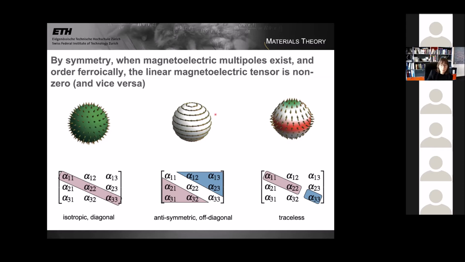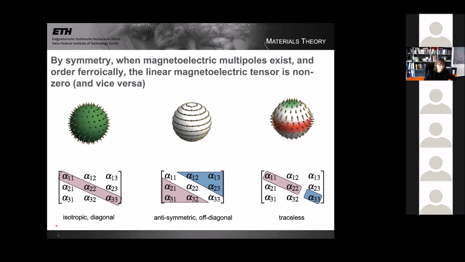If the magnetization texture is entirely toroidal, the magnetoelectric response is antisymmetric and off diagonal. So I apply an electric field in one direction and I induce a magnetization in the perpendicular direction. And if the magnetization texture is entirely quadrupolar, the tensor is traceless. For the particular Z squared quadrupole shown here, it's diagonal and traceless. It can also be off diagonal for other quadrupoles.